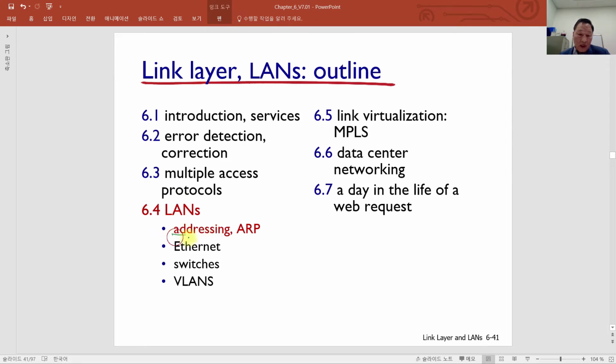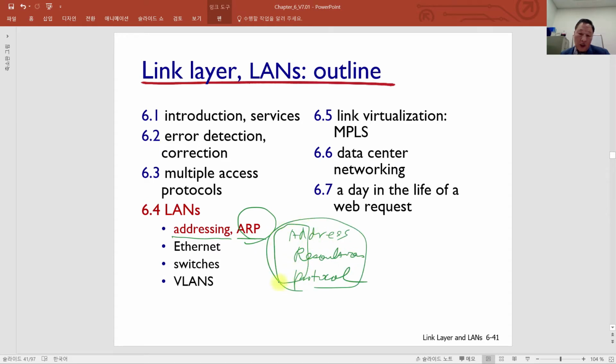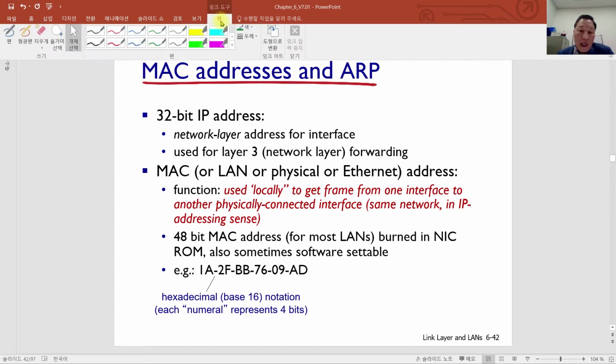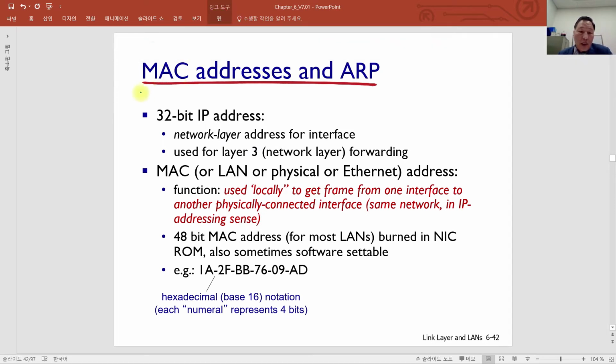And we learn about this addressing scheme and also address resolution protocol, ARP. We learn about this one. Okay, let's look at this MAC address. This address is called, in other words, physical address or MAC address. And this one is the 32-bit IP address. Let's compare this MAC address, that is a 48-bit address. After that, we learn about this ARP.